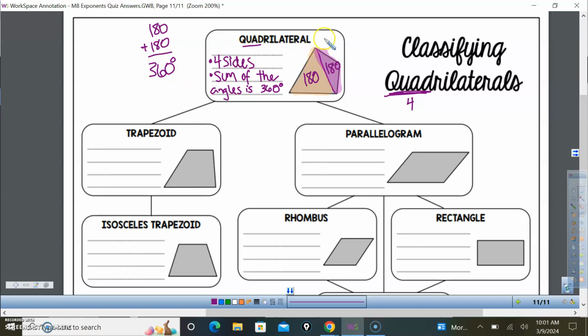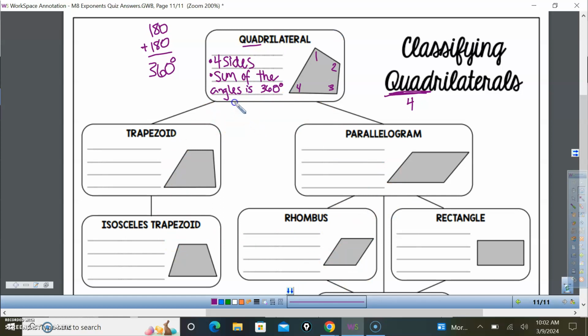So anytime we see a quadrilateral, a four-sided figure, we know that if you were to add up angle 1, angle 2, angle 3, and angle 4, they should add up to 360 degrees. So that word quadrilateral is kind of like a blanket umbrella term that all of these other shapes fit into.